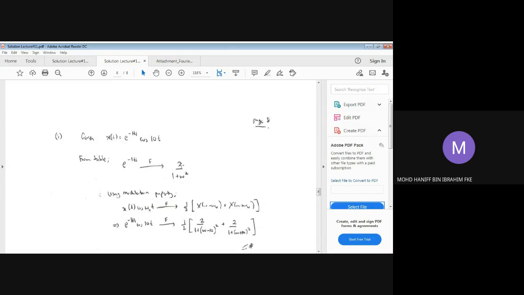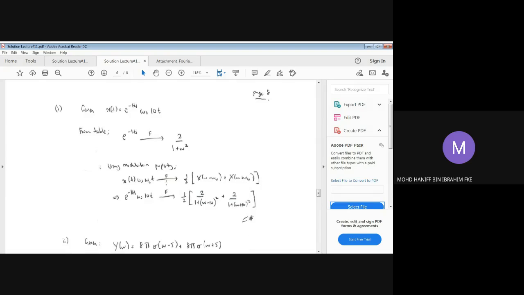Using the table, we refer to the last signal in the list. Exponential negative modulus t will give us 2 over 1 plus omega squared. And then, for the modulation property from yesterday, when we have x(t) cos omega naught t, the Fourier transform gives us half of X(omega minus omega naught) plus X(omega plus omega naught). In this case, our x(t) is exponential negative modulus t, so X(omega) is this one. Comparing the modulation property with this question, omega naught equals 10. As such, the answer is 1 over 2 times X(omega minus omega naught), which is 2 over 1 plus (omega minus 10) squared, and X(omega plus omega naught), which is 2 over 1 plus (omega plus 10) squared.